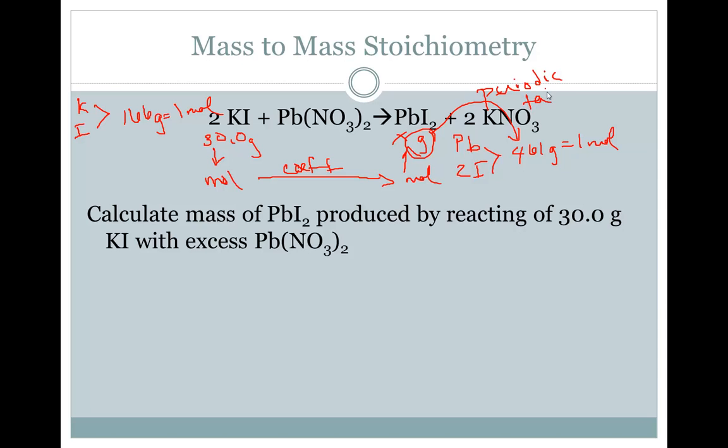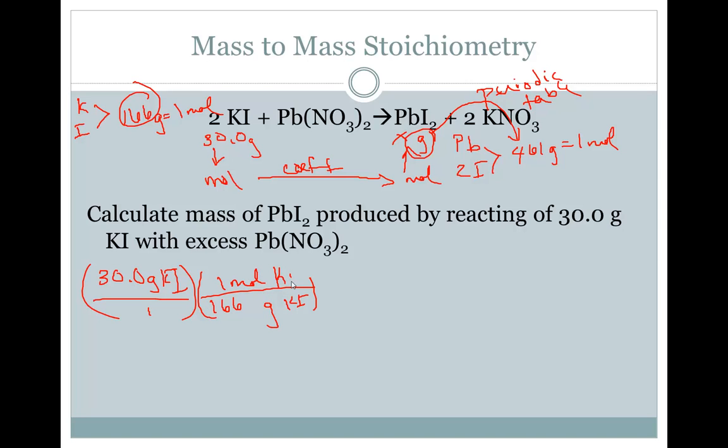We can put our number over 1. 30.0 grams of KI. We have grams of KI on the top, so we're going to put grams of KI on the bottom of the next one. We calculated it, 166. That's from the periodic table. 1 mole of KI. Now we have moles of KI, which means we want moles of KI on the bottom. Coefficient is 2. We're going to PbI2, and there's a coefficient of 1.